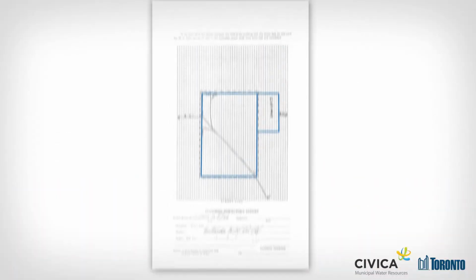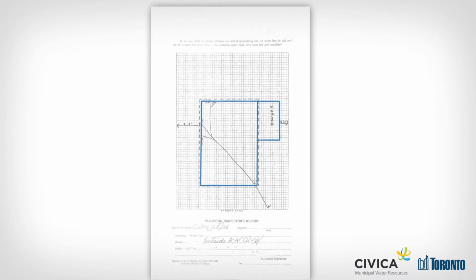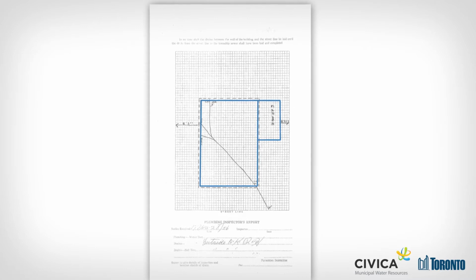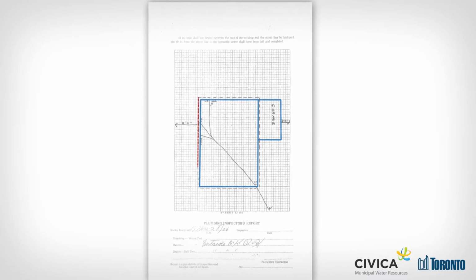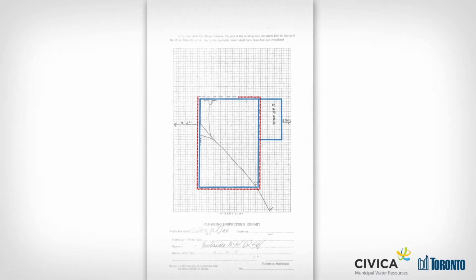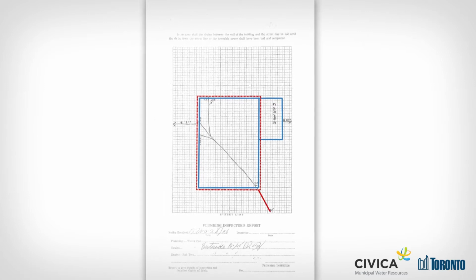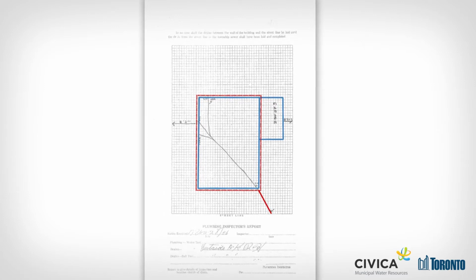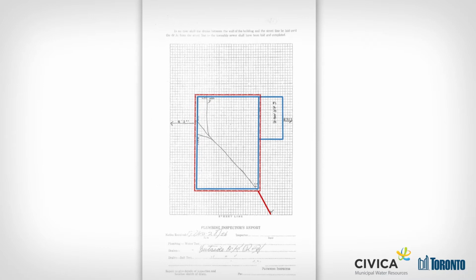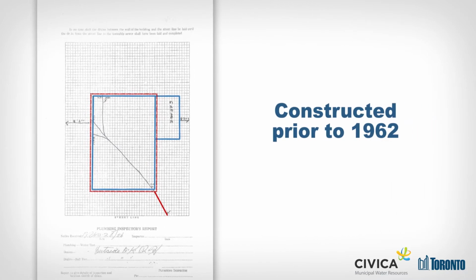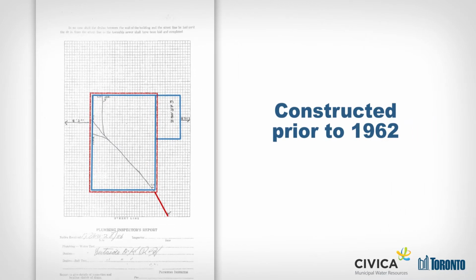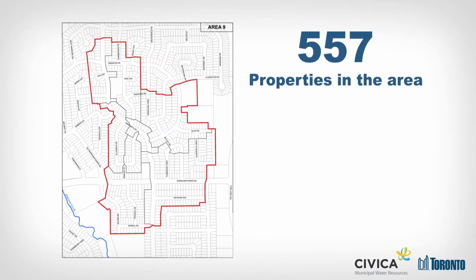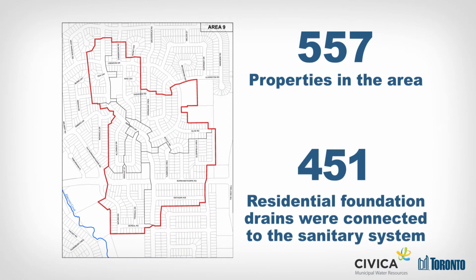A desktop review of all available foundation drain records for Area 9 indicates that the majority of residential foundation drains, also referred to as weeping tiles, are connected to the sanitary sewer system. This was standard practice in Etobicoke for homes constructed prior to 1962. Of the total 557 properties in the study area, 451 residential foundation drains were connected to the sanitary system.